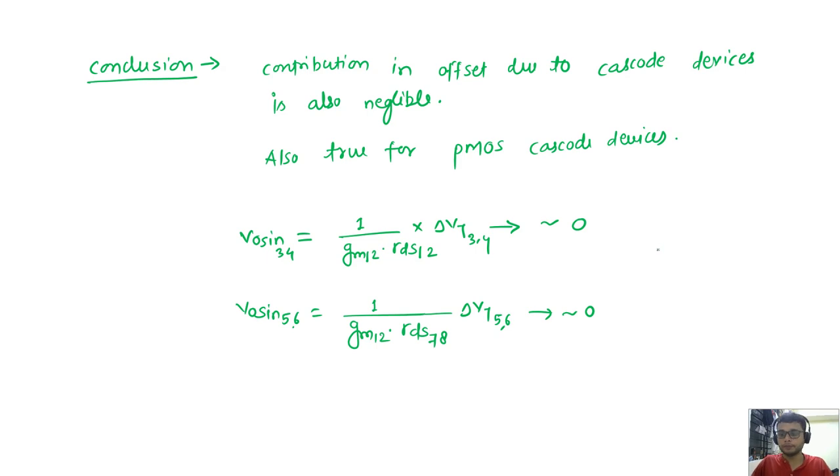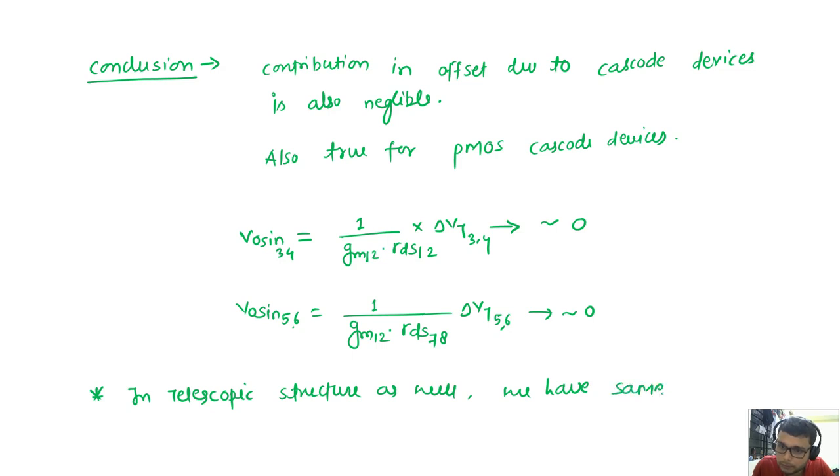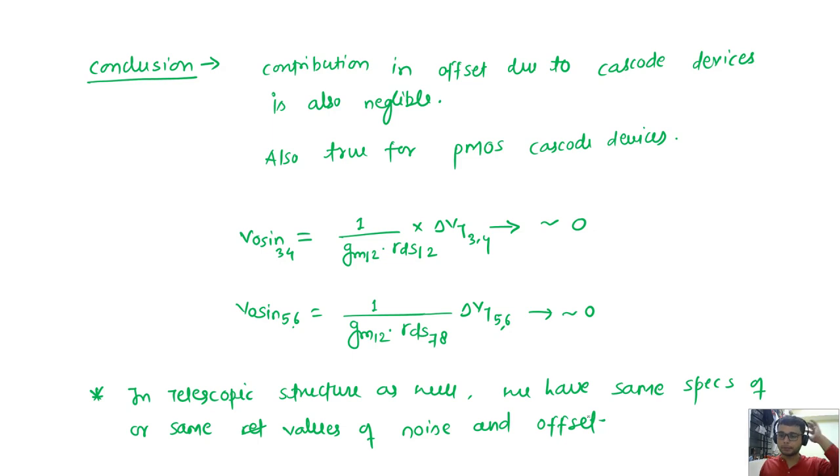So this way we can see that in the telescopic structure as well, we have the same values of noise and offset. So this thing we can keep in mind in further discussion.